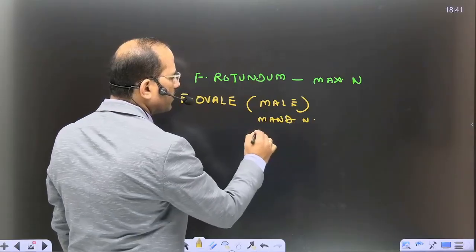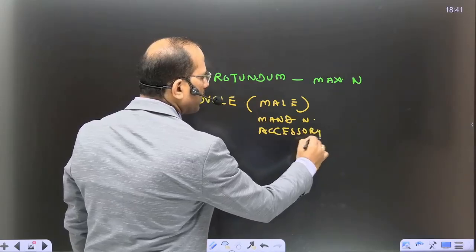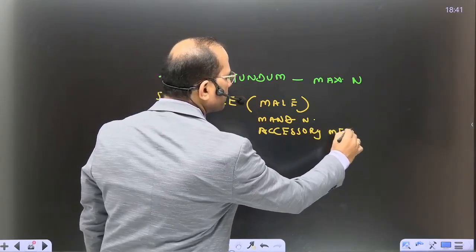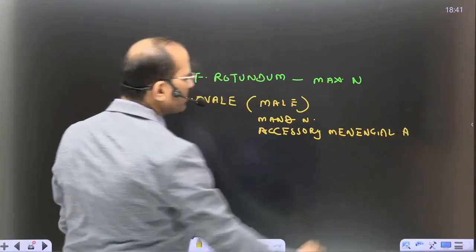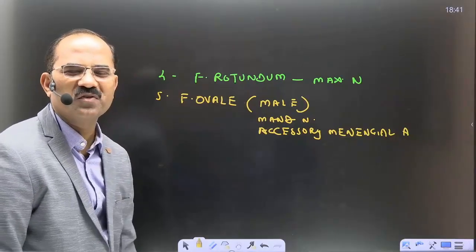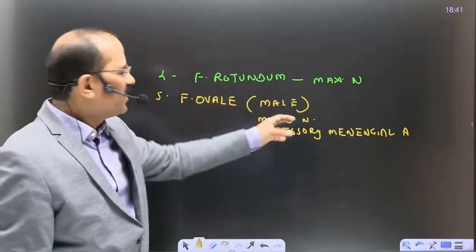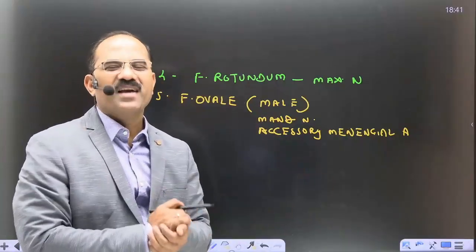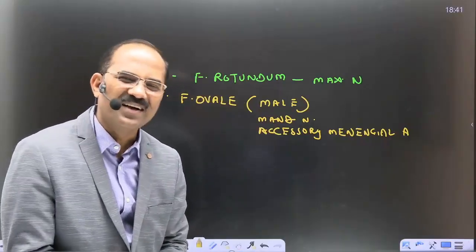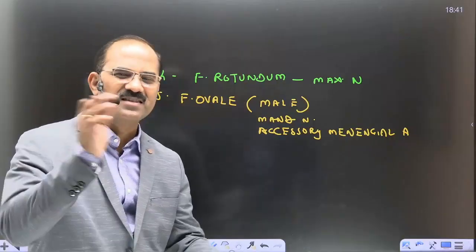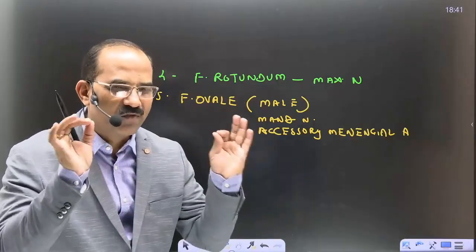Mandibular nerve. A, accessory meningeal artery. Can anyone tell me this accessory meningeal artery is a branch of? Excellent, students. This accessory meningeal artery is a branch of the first part of maxillary artery. Accessory meningeal, middle meningeal. You remember? Branches of maxillary artery. Very important.